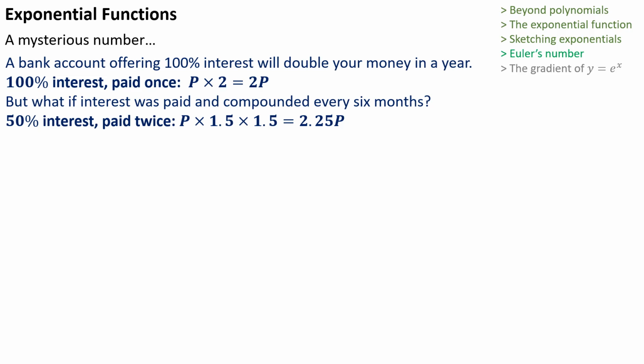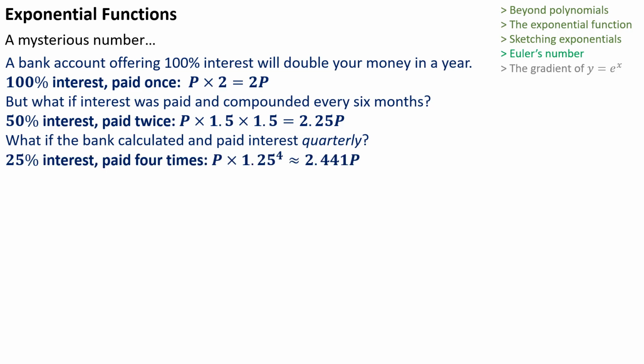If we're going to do it every 6 months, what's stopping us doing it quarterly, every 3 months? If we do that, well, the bank's going to reduce the interest rate proportionately, so they'll drop it to 25% because they're compounding 4 times in a year. But in fact, that still works out pretty well for us. We multiply by 1.25 to the power of 4.